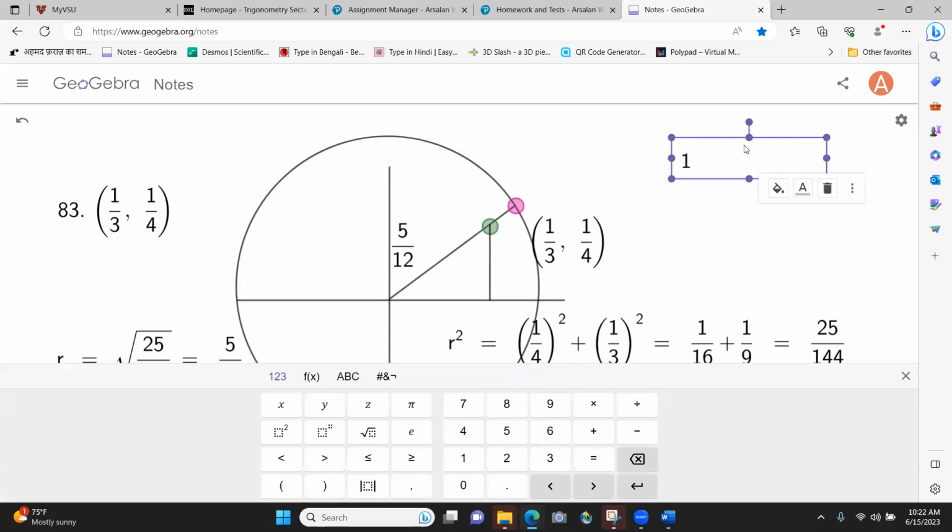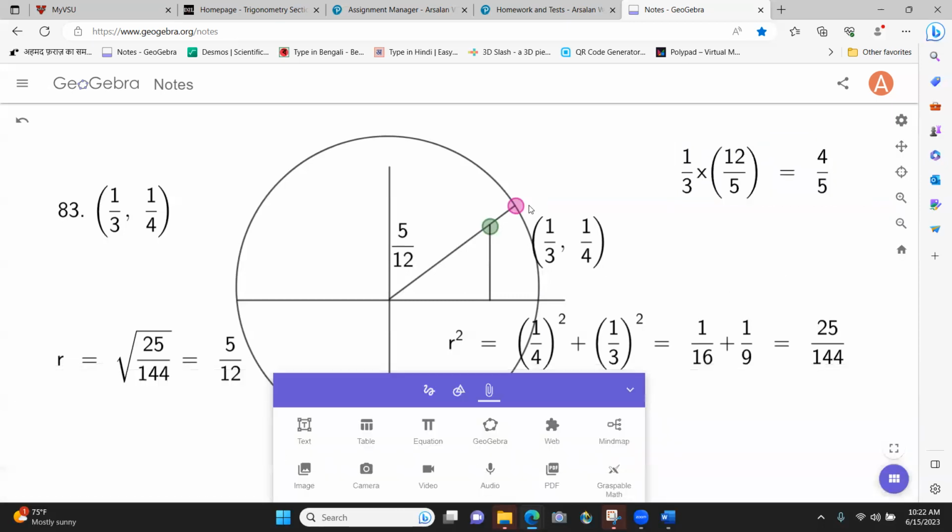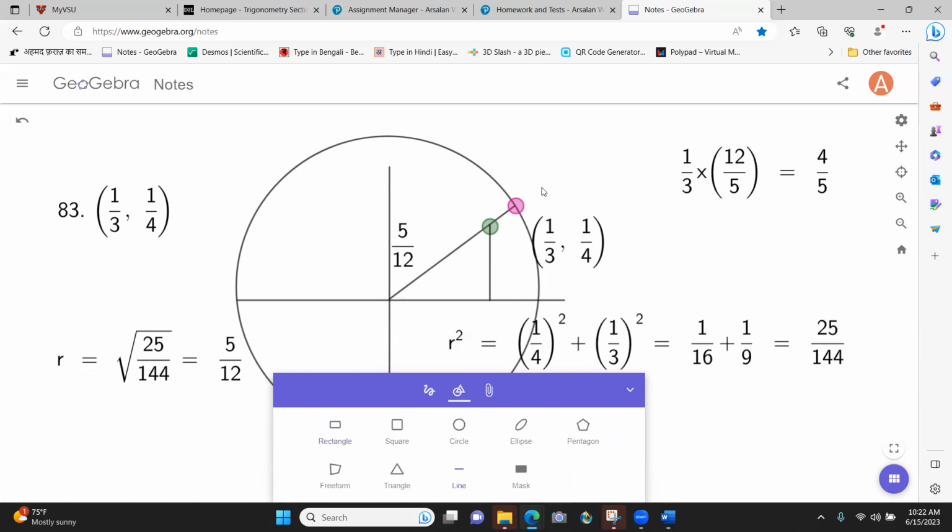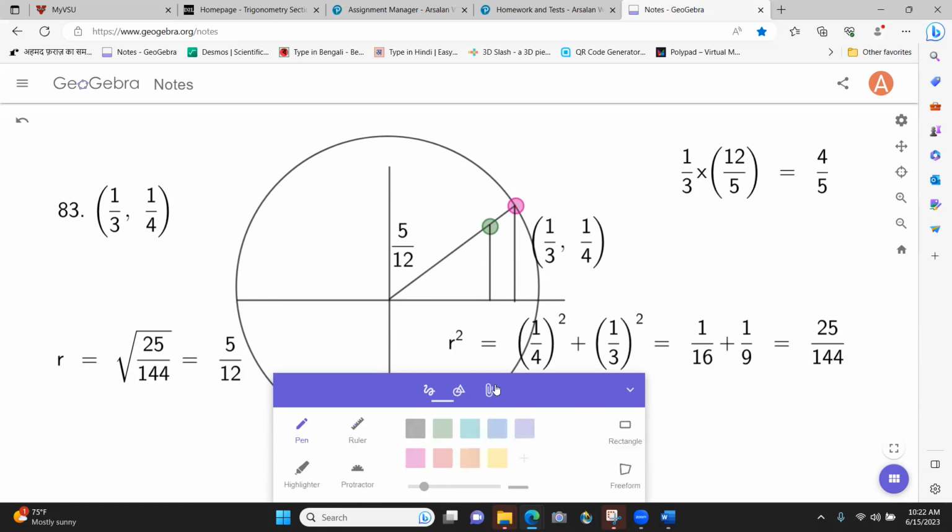So 1/3 times 12/5 is, 3 goes into 12 and you get 4/5. Okay, so 1/3. If you multiply this by 12/5, you're going to get the big one. To get this big line, you multiply 1/3, this length, by the same 12/5, you get 4/5. This is 4/5.